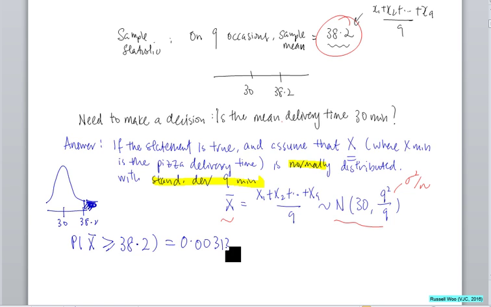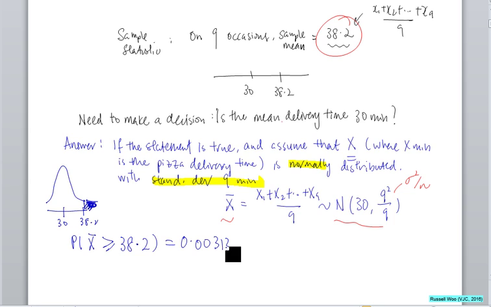Okay, here comes the most important part. Look. Let's focus. If the statement is true, that means if the mean is indeed 30, the probability of getting a result as extreme as 38.2, which you really got, is 0.00313, which is considered small. Rare event. Correct? Rare event. So now I conclude that since this probability is small, therefore my initial assumption that the mean is 30 is not true.